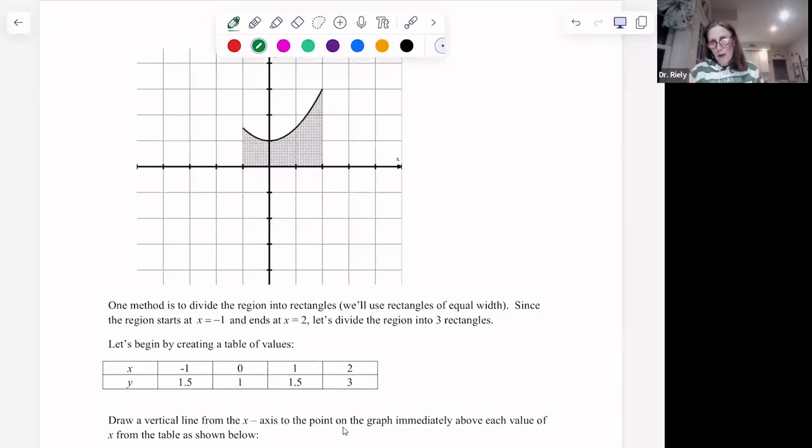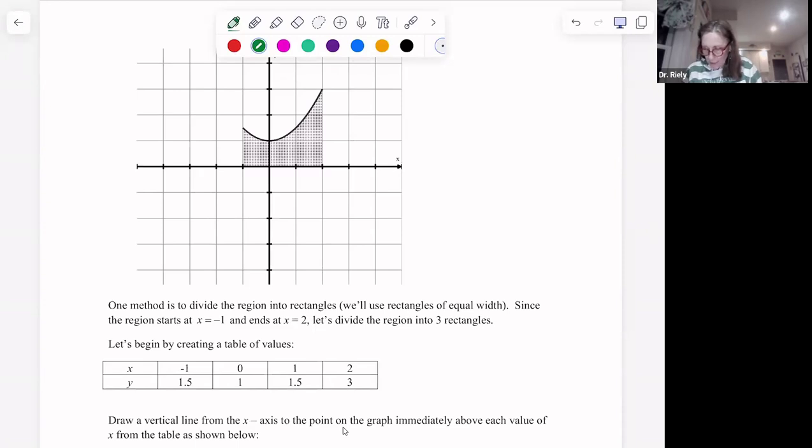And so we're going to make an approximation. Depending on how many rectangles you have, the higher number of rectangles will give you the best approximation. But we're going to start out with just 3 rectangles. It says one method is to divide the region into rectangles, and we'll do that.